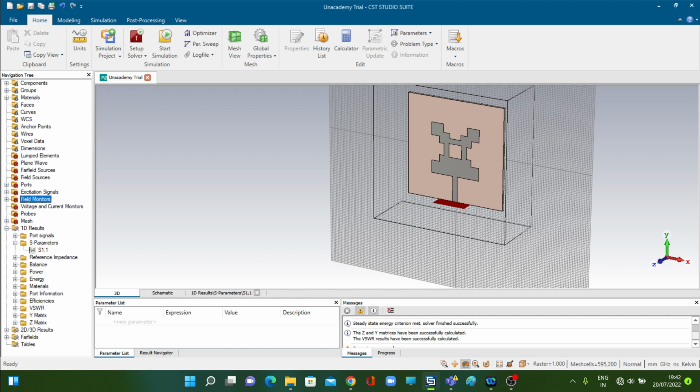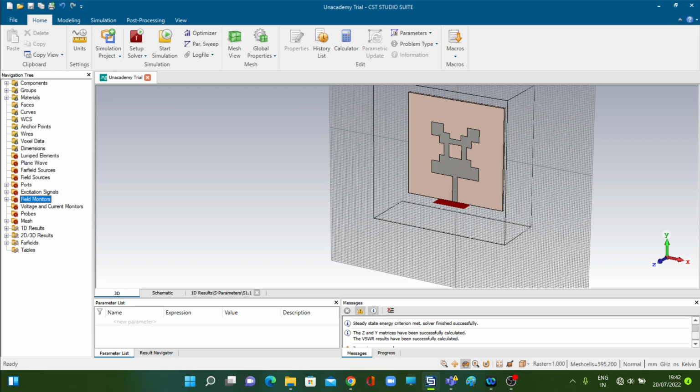See, the first result that we obtain is this S parameters. Under 1D result, I will show you how it looks like. Initially, the navigation tree looks like this. So we started the simulation by right clicking on this field monitor. After this, we obtain the solver finished successfully. That means the simulation is over actually.